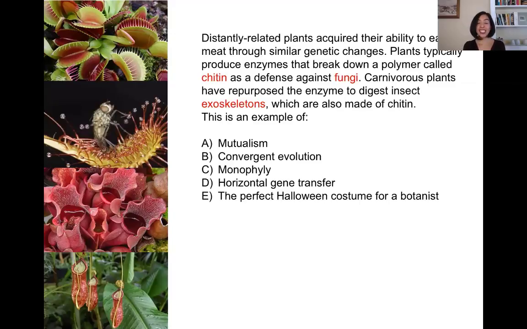Okay, so this is an example of convergent evolution. And the secret to answer it right is that they are distantly related plants, right? So distantly related plants that evolve a similar mechanism to digest these insects and absorb the nutrients from them, but they are distantly related. So that's convergent evolution.